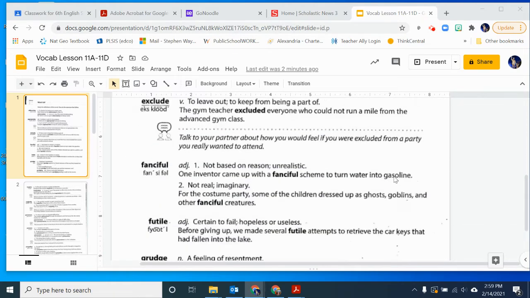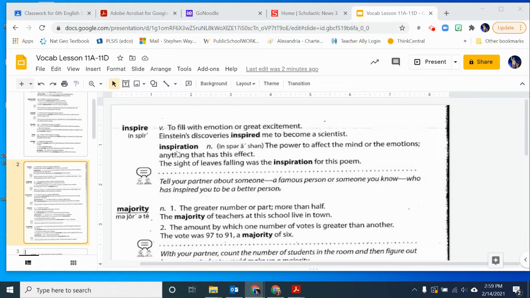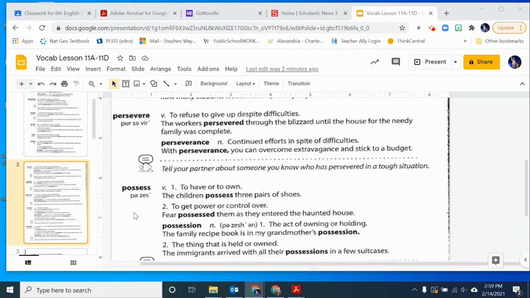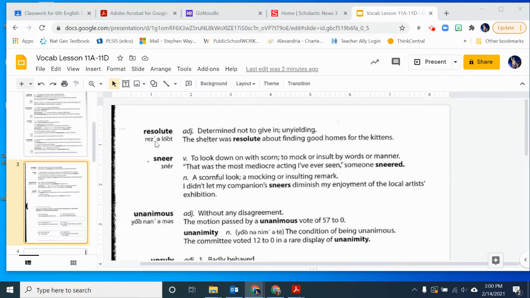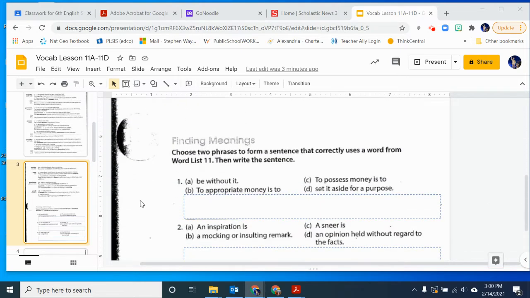So exclude, fanciful, futile, grudge, inspire or inspiration, majority, persevere, possess or possession, prejudice, resolute, sneer, unanimous or unanimity, unruly, and there we go. So these, as a reminder, there's only one correct matching.